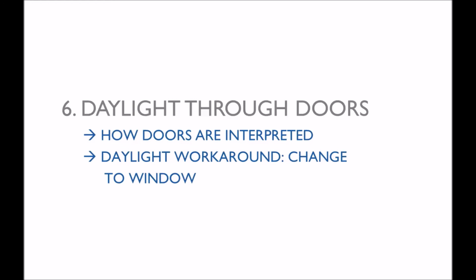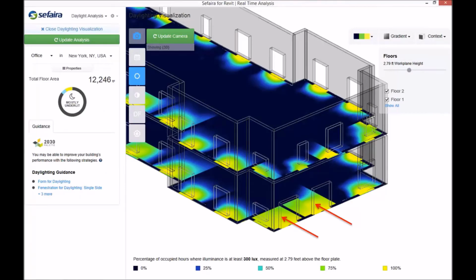The last common error is that daylight through glazed doors does not seem correct to you. And first we're going to talk a little bit about how doors are interpreted in Sefaira, and then give a workaround for this problem. The symptom of the problem might look something like this. You can see these two arrows are pointing to glazed doors on the bottom floor. And you can see by the daylight results in those rooms that a lot more light seems to be coming through those doors than is coming through a similarly sized window directly to the right of it.